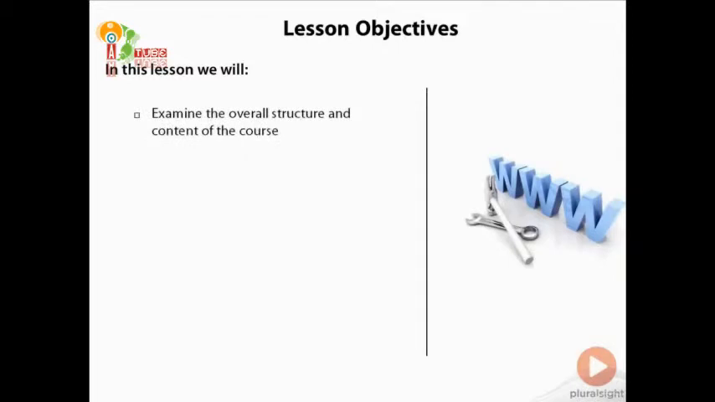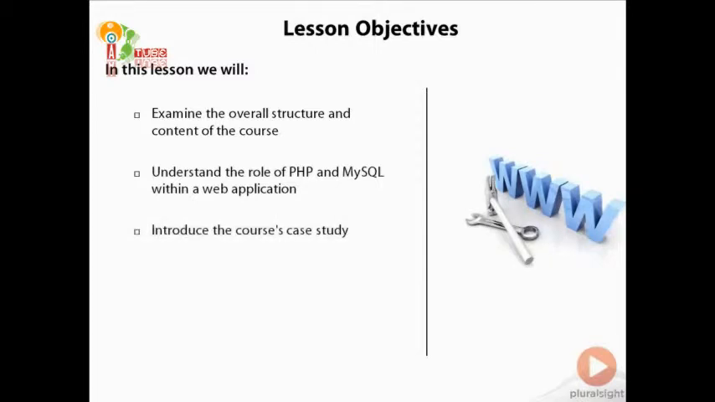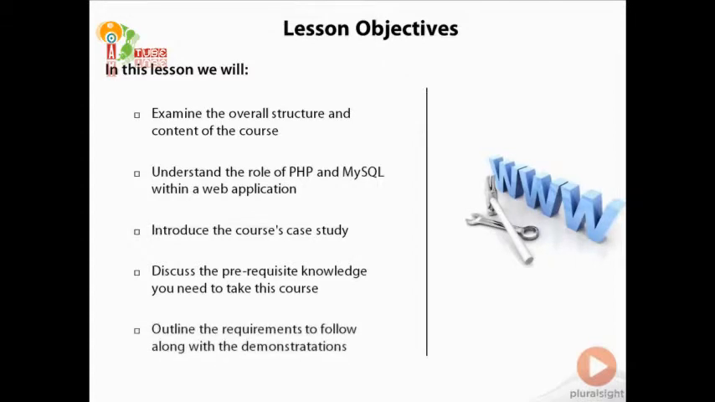In this brief introductory lesson, we'll look at the overall structure and content of the course. We'll look at the architecture of web applications and understand the role of PHP and MySQL within that architecture. I'll introduce you to the course's case study. I'll talk a little bit about the prerequisite knowledge that you need in order to get the most from this course. And I'll outline the requirements if you want to follow along with the demonstrations.